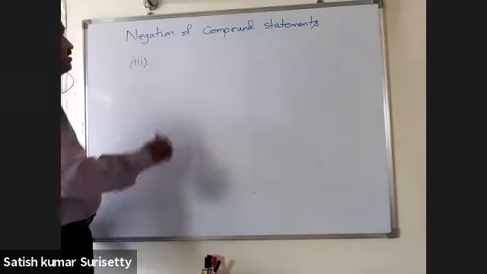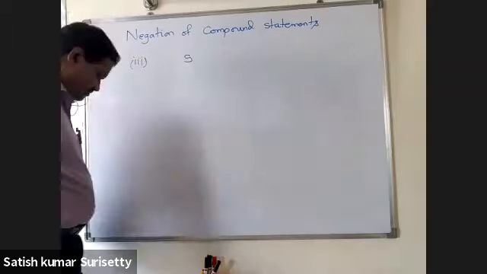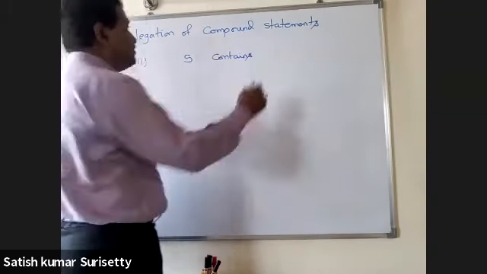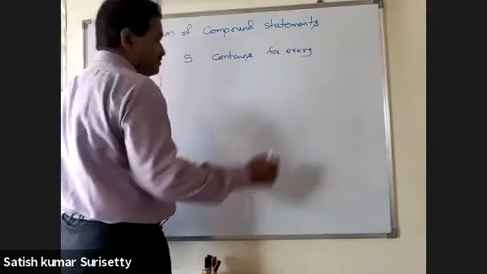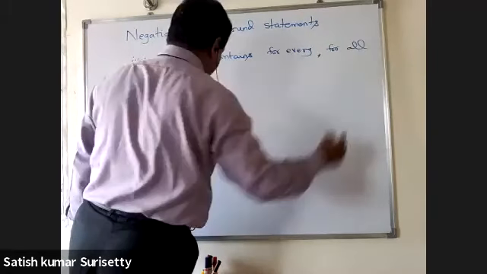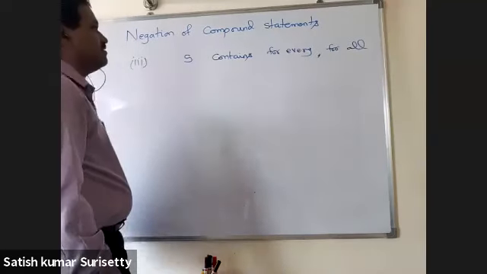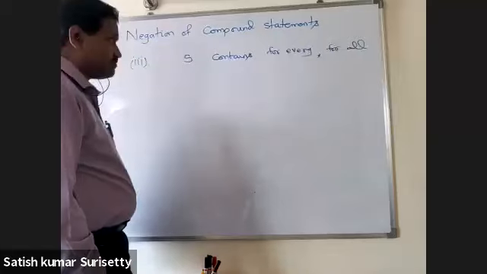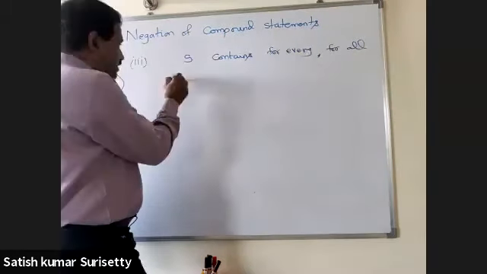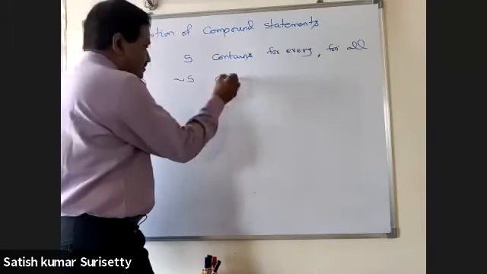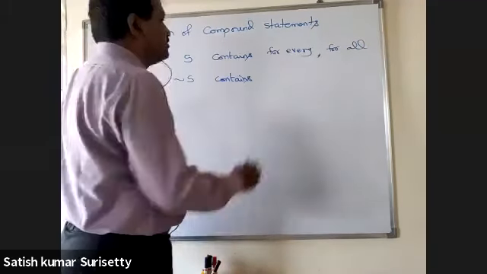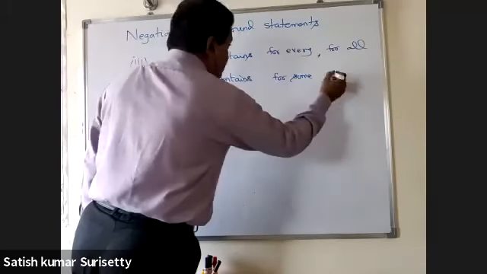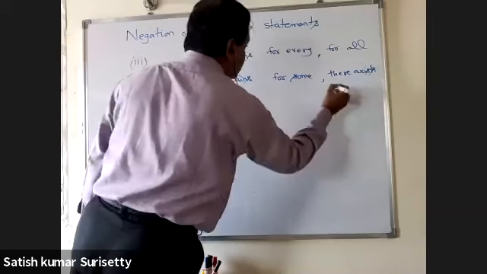Third case. If the compound statement S contains for every or for all, then the negation of the compound statement will contain for some, or there exists at least one.